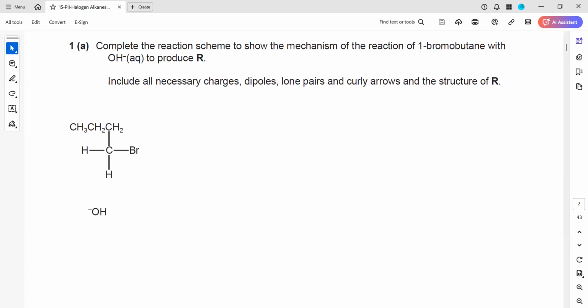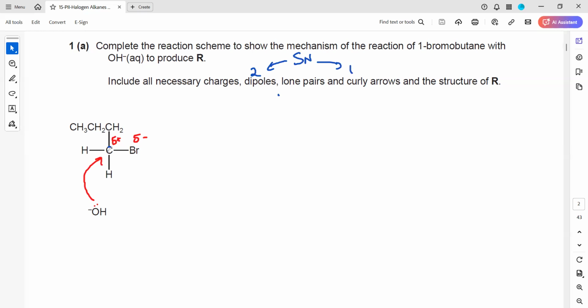Because bromine has a greater electronegativity, it will be partial negative and the carbon will be partial positive. Then the OH⁻ has a lone pair, and it will attack the partial positive carbon. What kind of reaction will happen here? How to know? It will be an SN reaction because it's a halogenoalkane, but whether it is SN1 or SN2, which one will it be? It will be SN2. Why?